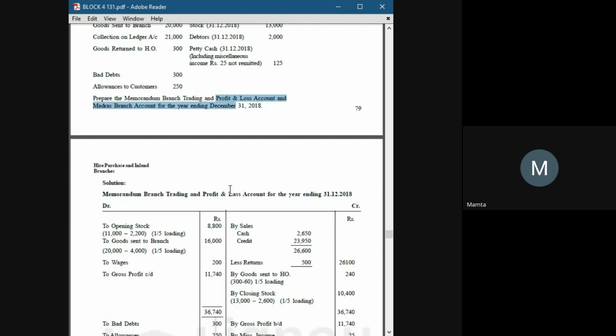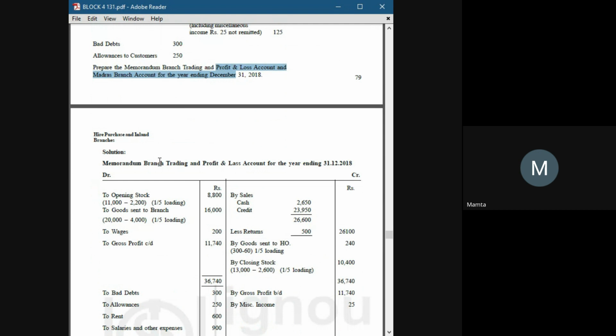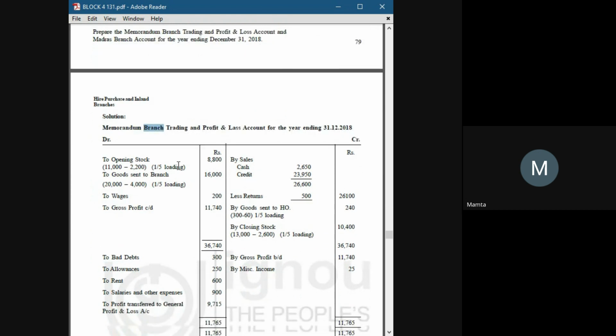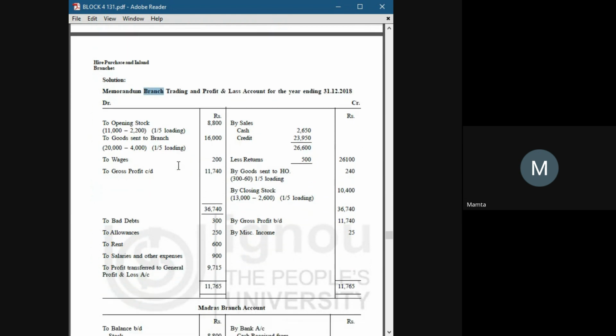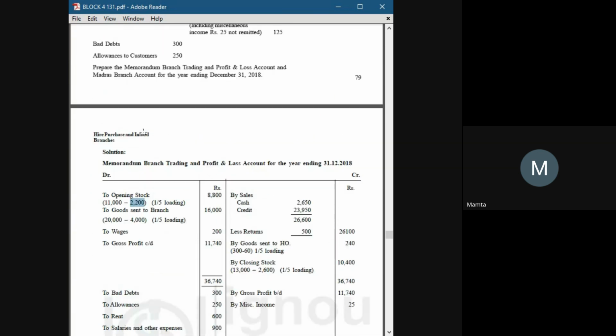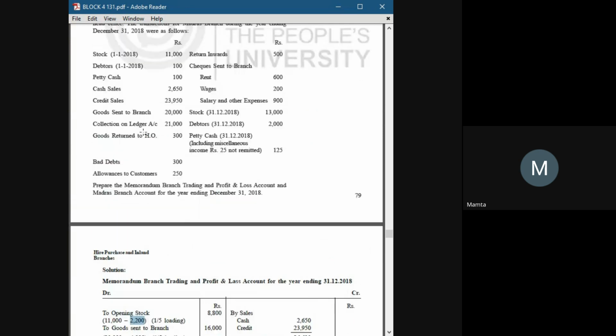So here we have the solution. The trading and profit and loss account for the branch for the year ending 31st December 2018. The opening stock balance is 11,000 minus 2,200. It is 1 by 5 of loading.